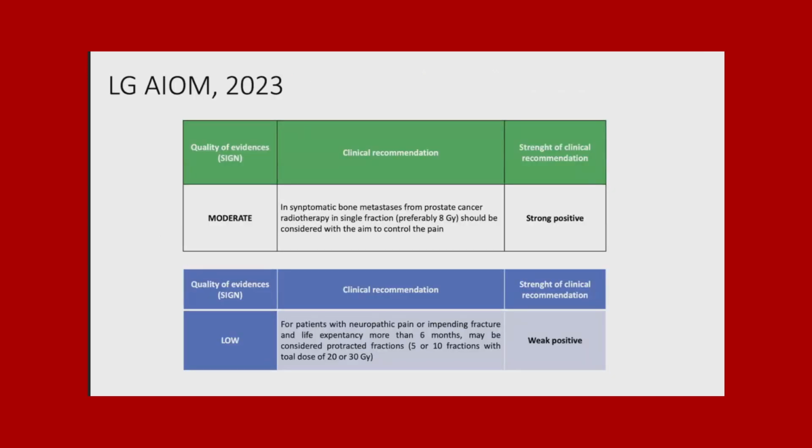These are the national Italian guidelines published this month, and we recommend that in symptomatic bone metastasis from prostate cancer, radiotherapy in single fraction should be considered with the aim to control pain. But in some cases, for example, in patients with neuropathic pain or with impending fracture and life expectancy more than 6 months, a more protracted fractionation may be considered, for example, 5 to 10 fractions with a total dose of 20-30 gray.